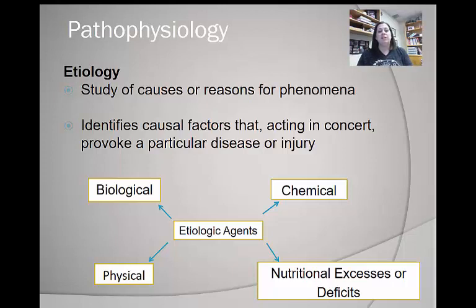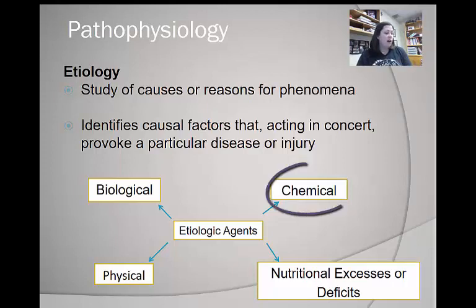So when we look here, you see we have a little flow chart. We have etiological agents. Some of these agents could be biological. When we look at the cause of a disease that's biological, that could be a bacterial infection, a viral infection, or a worm infection like tapeworms. So this is going to have a biological component.